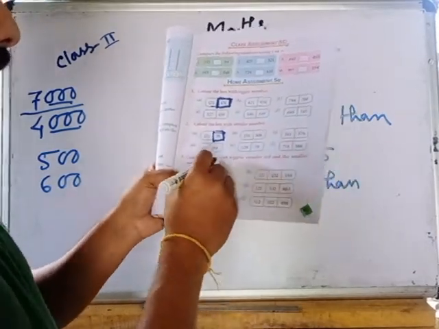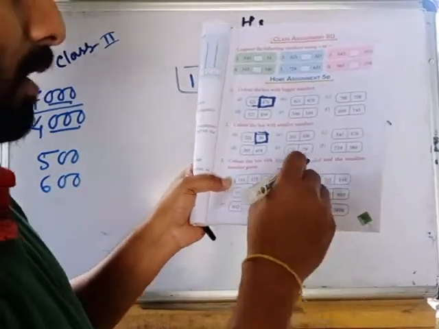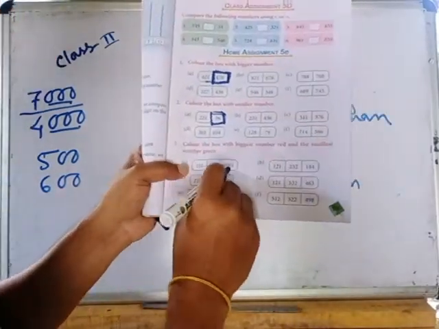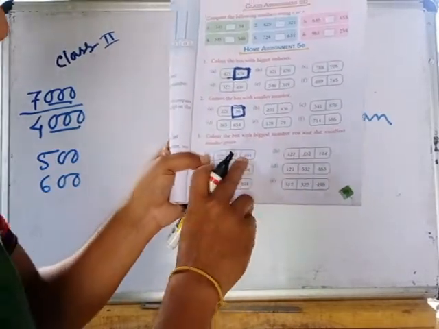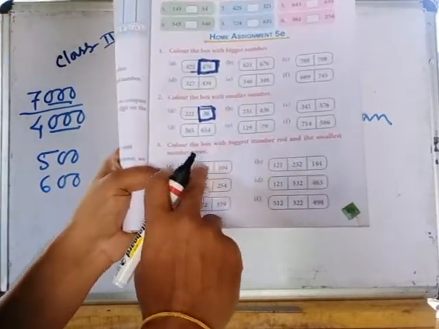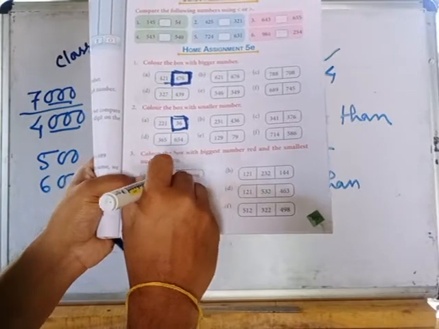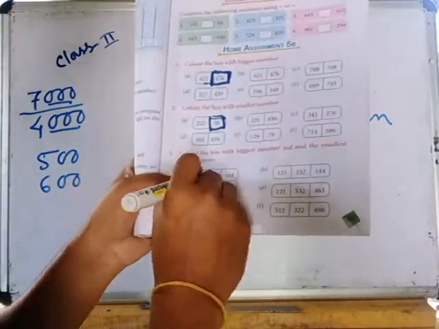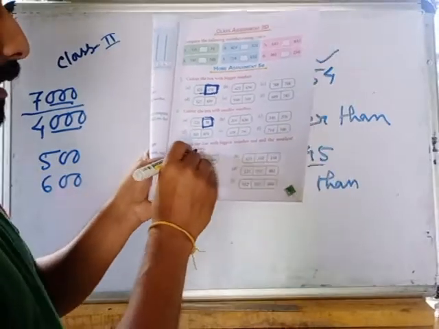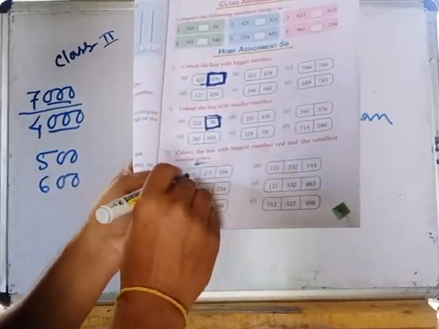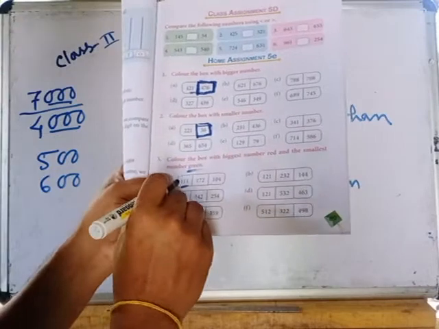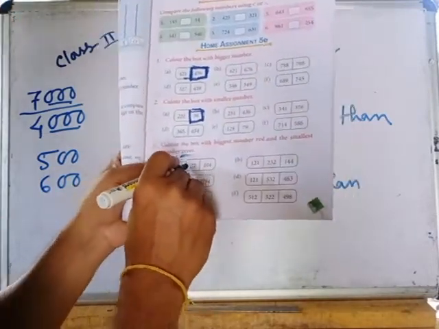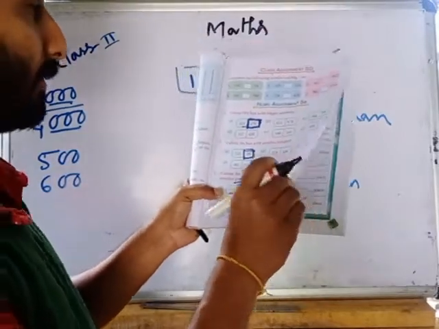Okay, color the box with the biggest number red and the smallest number green. Which one is the biggest number? At first find out the biggest number, 172, and color it red. The smallest number is colored green. If it is smallest, you should color it green. If it is biggest, you should color it red.